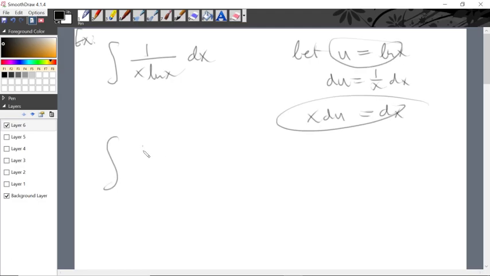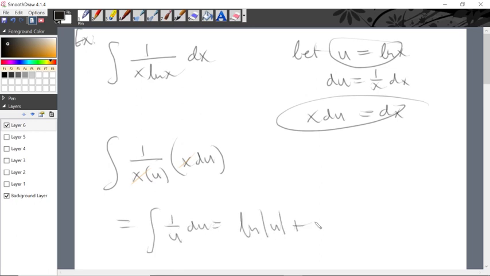All right, so we have 1 over x, u equals natural log of x, so x times u, and then dx gets replaced by x du. So then the x cancels the x there, and we get our integral entirely in terms of u, 1 over u du. That's the natural log of the absolute value of u, plus c. u is equal to the natural log of x. So we actually get the natural log of the absolute value of the natural log of x plus c.